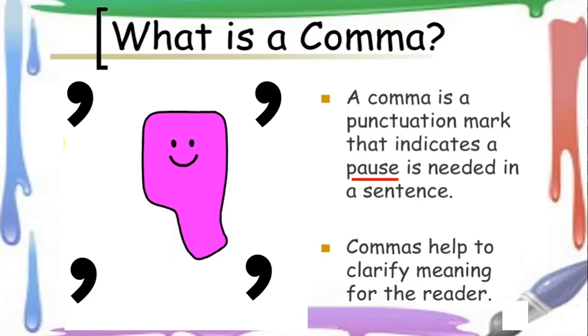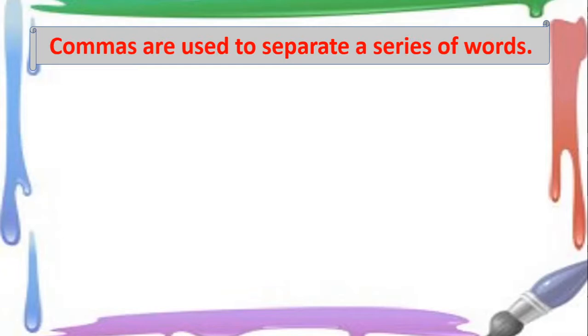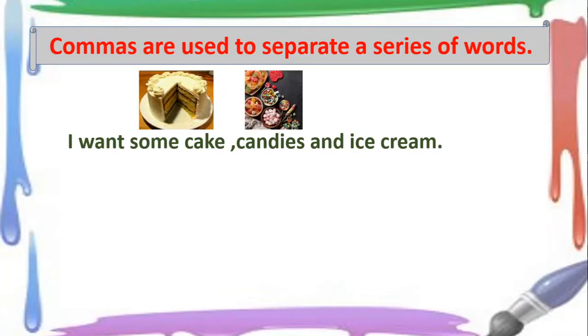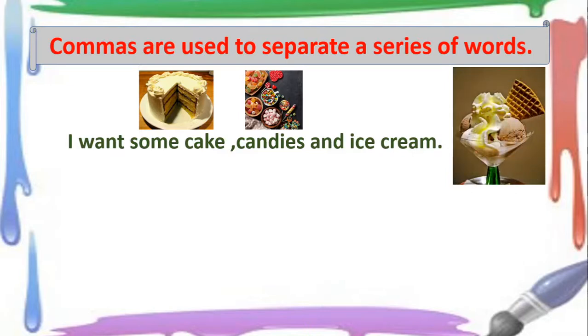Okay, and this is the symbol for a comma. All of us know this. Let us look at some examples now. So commas help to clarify meaning. Let us look at some situations in which comma is used. So commas are used to separate a series of words. So if in a sentence you have different words which you are using, if you want to separate those words, then you use a comma. I want some cake, some candies and ice cream. So I have included 3 words in this sentence which are separate.